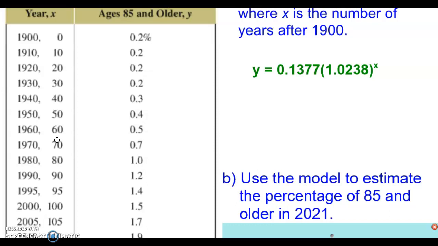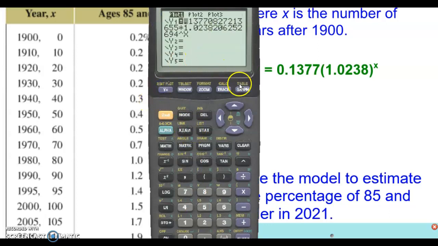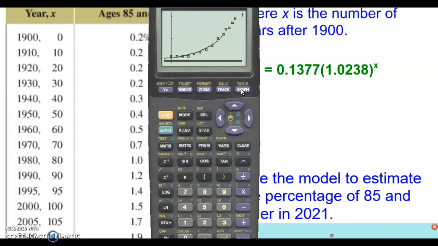So 2021 would be 121 years since 1900. Since I have this pasted into my y equals, I could look at my graph, and I can see it's a really, really good fit. It doesn't quite get all of them perfectly, but it's really close. There's a couple ways I can answer the second question.